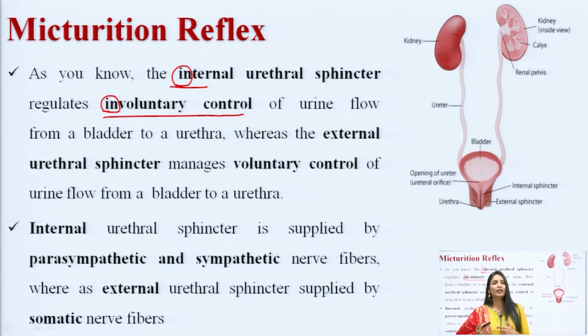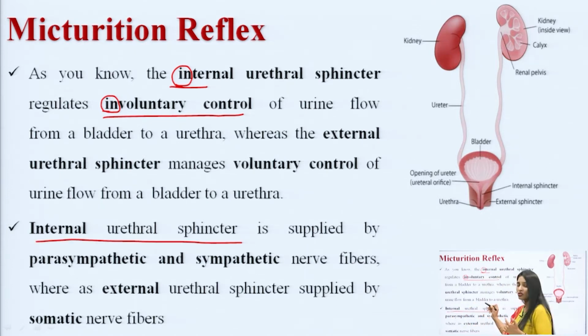and the external sphincter is a voluntary control. The internal urethral sphincter is supplied by the parasympathetic and sympathetic nerves. I just said the internal sphincter is an involuntary control. Involuntary means it is an autonomic control. What comes under the autonomic system? There are two main parts, the parasympathetic and the sympathetic. These are the two nerves supplying this sphincter, because it is an involuntary control.